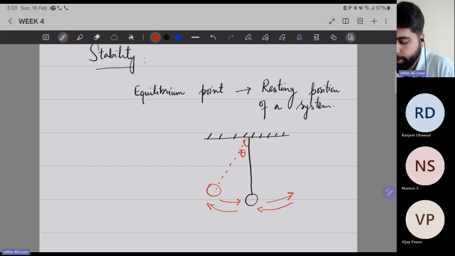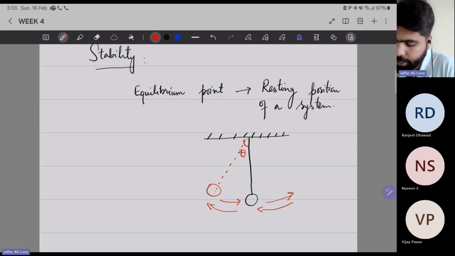So I was saying that a system is said to be stable if we give an initial condition or if we perturb that system, but that system will again eventually come back to the original position or original equilibrium point or resting position. So then we call that system a stable system.